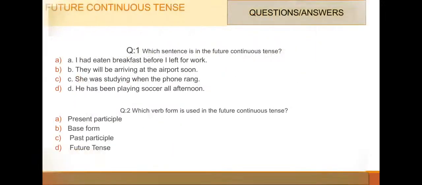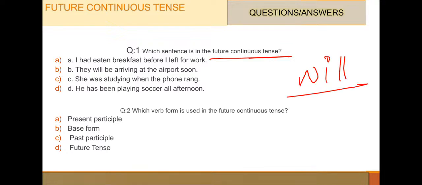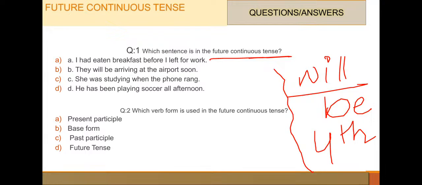Let's move on and take some questions. Which sentence is in the future continuous tense? What you have to do is look for will and shall. After that, we have the be and the fourth form of the verb. This is how you can find out any kind of sentence in future continuous. For example, they will be arriving.